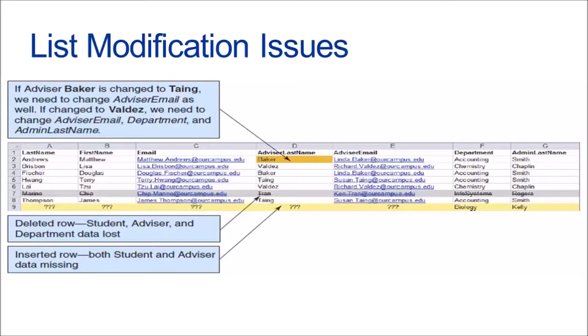However, if for some reason we wanted to change the student's advisor from, say, Baker to Valdez, well, now not only do we need to update the last name and the email address, but we also need to update the department and the admin last name attributes as well. Just to do something as simple as changing the student's advisor with this list approach requires that 4 separate pieces of information be updated. So this is what we might call an update anomaly or an update problem.